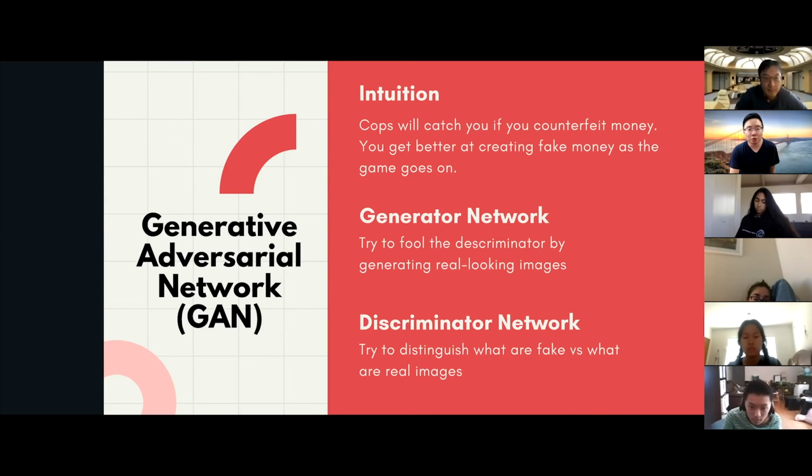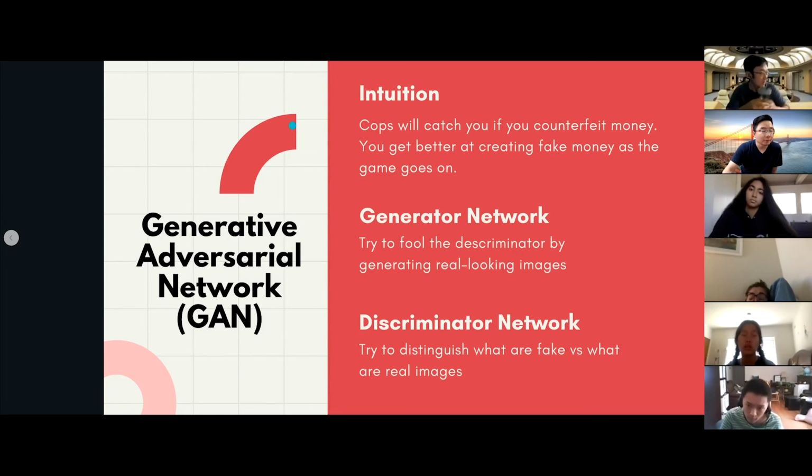All right, so there are two concepts here. One is this generator network. It tries to fool the discriminator, which are these guys, by generating real looking images. So using this analogy here, is the criminal the generator or are the cops the generator? What do you think? The criminal is the generator. Yeah, the criminals are the generator. And the cops, they are the discriminator, right? What they're trying to do is distinguish the fakes from the real images. So you understand the concept now.